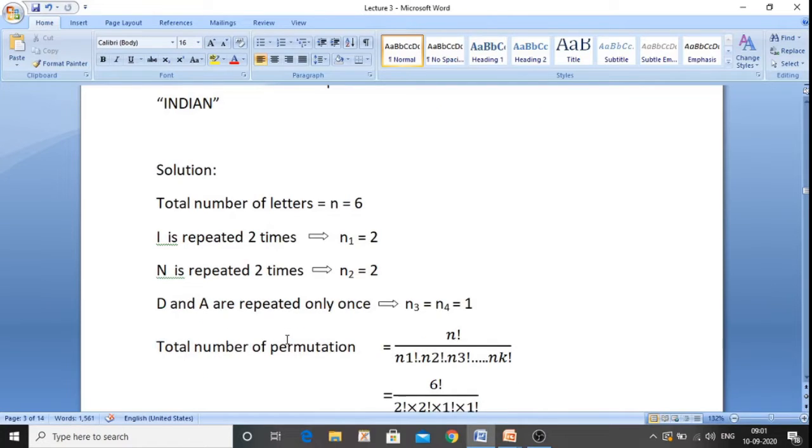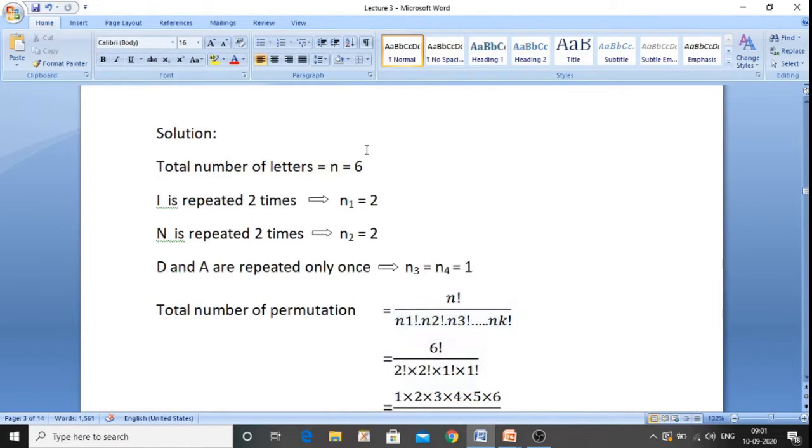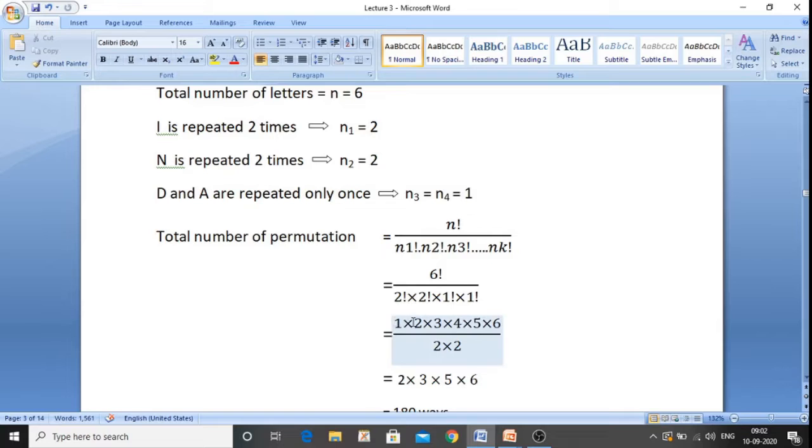And therefore by the formula, the total number of permutations is equal to n factorial upon n1 factorial into n2 factorial up to nk factorial. Here k is nothing but 4, and n is nothing but 6. So 6 factorial upon n1, that is 2 factorial, n2, that is 2 factorial, then n3 and n4, that is 1 factorial into 1 factorial. Now write up to 6: 1, 2, 3, 4, 5, 6. This product divided by 2 factorial, which means 2.